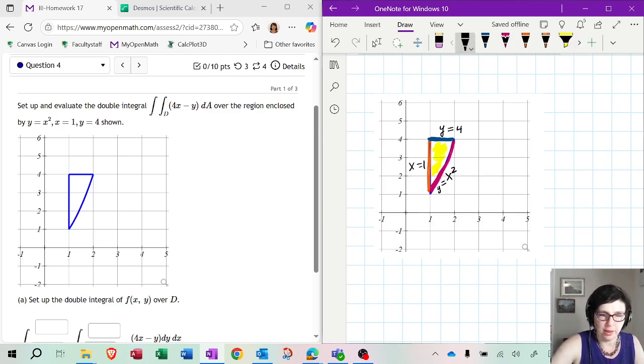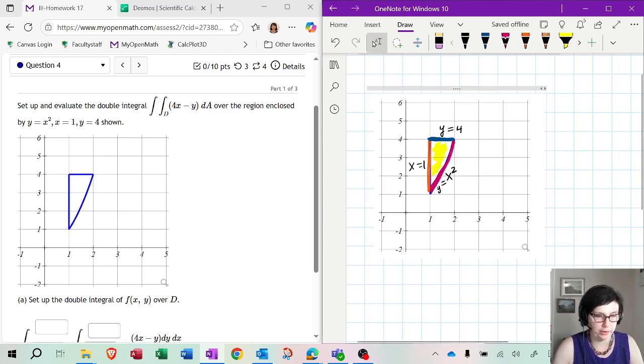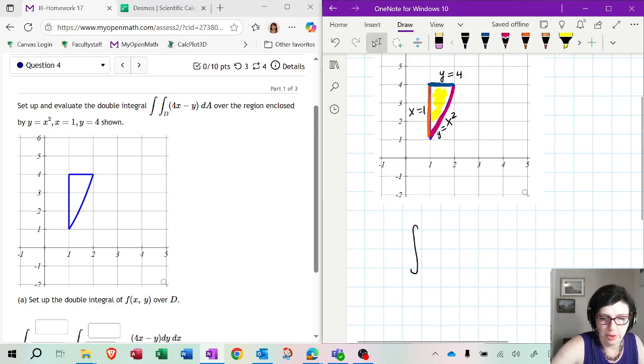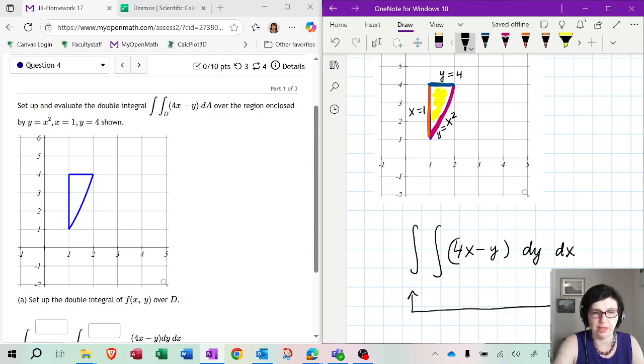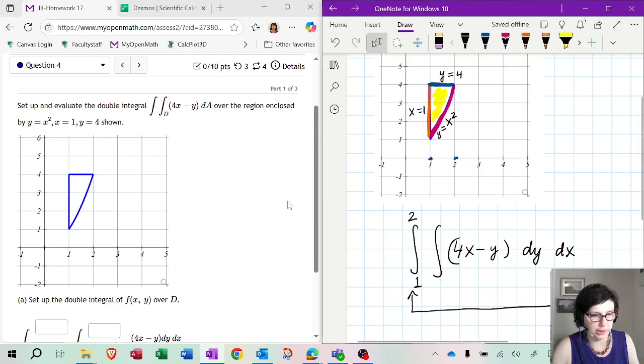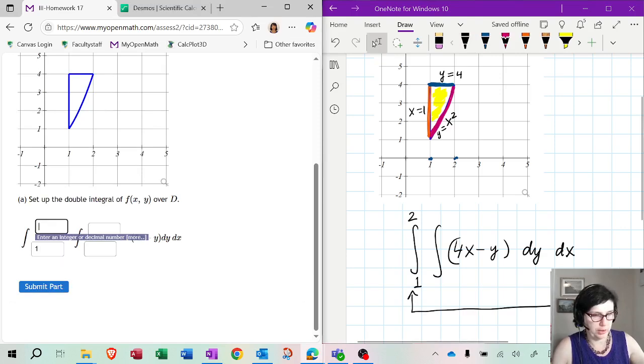Okay, so how do we set it up? If we want to do this as a type 1 region, then we're integrating 4x minus y, and it's going to be dy dx. So y would be inside, x will be outside. First, look at the x limits. The x limits are going to be the extreme values of x. In other words, on this region, how does x change from what to what number? We can see that it changes from 1 to 2, right? So that's going to be the outside limits. They are always numbers. So let's put that in here.